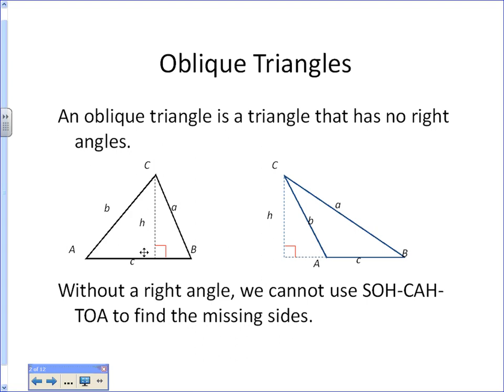This triangle on the left is where all of our angles are acute, and if we drew the height, a dotted line, it would be inside our triangle. This one has an obtuse angle right here; the other two are acute. If we wanted to talk about the height of this triangle, it would be outside of our triangle. Without a right angle, we cannot use SOHCAHTOA to find the missing sides or angles of our triangle, like what we've been doing. But there are a couple of laws that let us find the rest of the sides and angles.